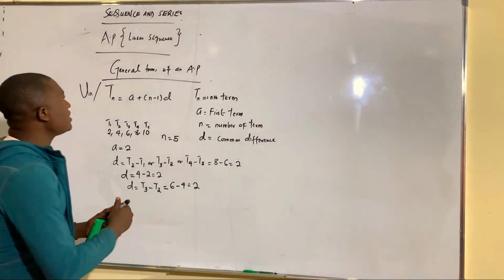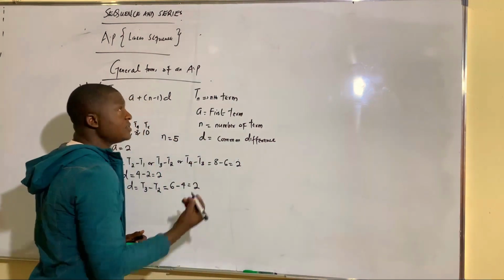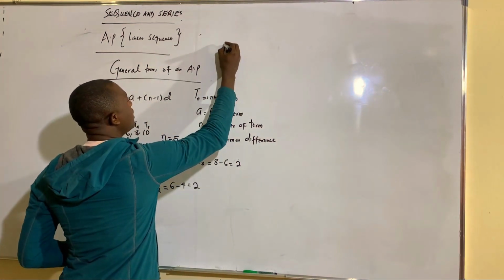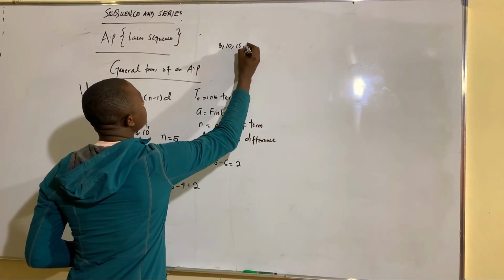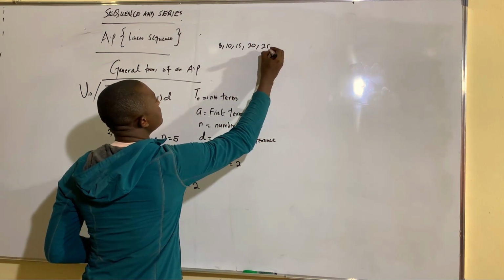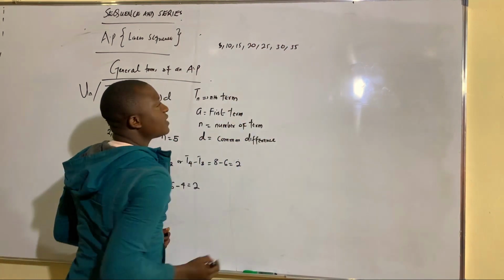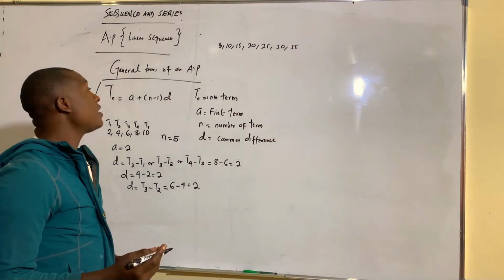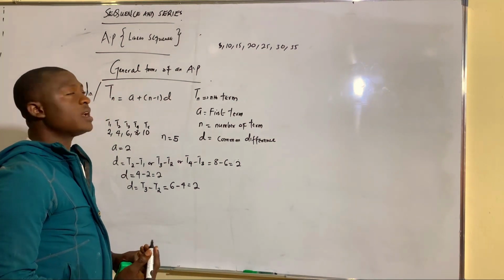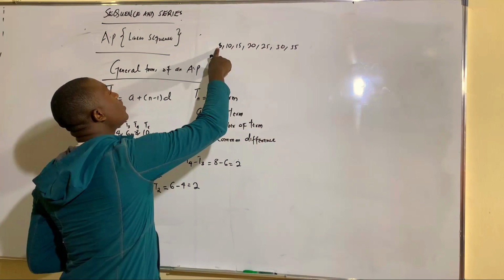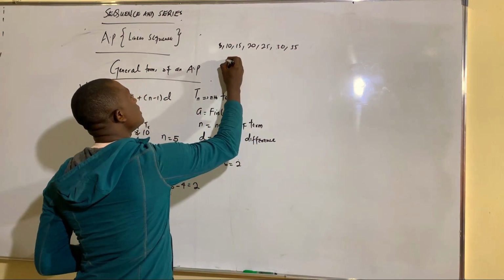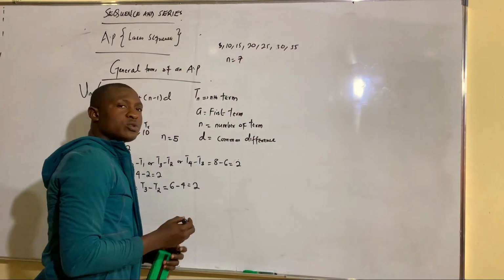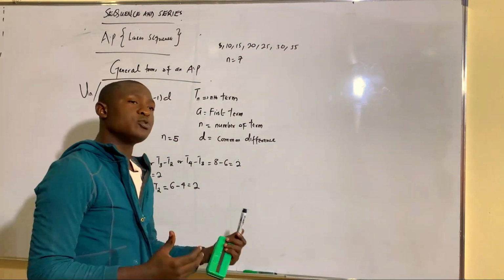Just like that, let's say I have, for example, 5, 10, 15, 20, 25, 30, 35. If I want to determine the number of terms here, I can just easily count the terms: 1, 2, 3, 4, 5, 6, 7. So meaning here, the number of terms is going to be equal to 7. It depends on the approach of the problem we are solving.